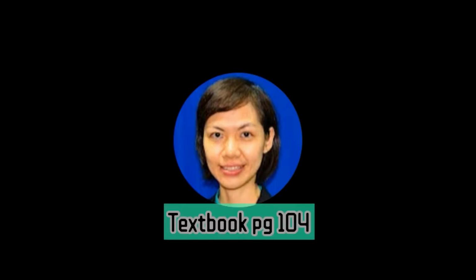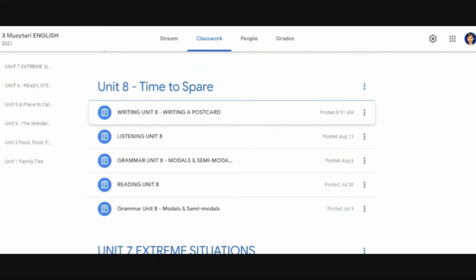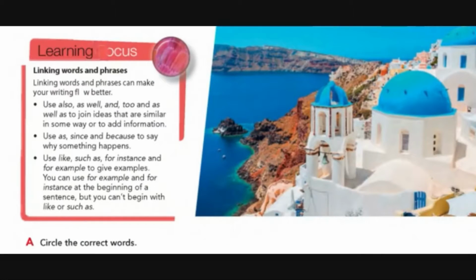If you have your textbook with you, you can turn to page 104. Today we're going to write a postcard. Today we also will learn some linking words and phrases. As it says here, linking words and phrases can make your writing flow better.